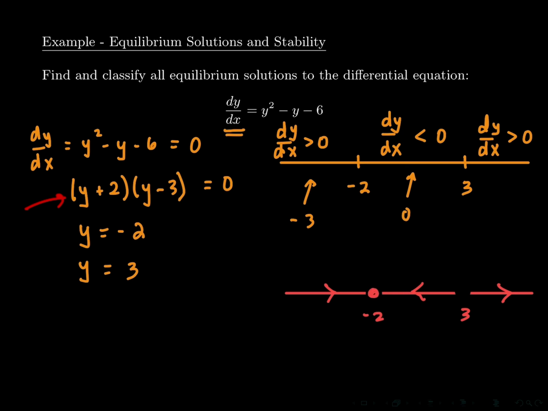So in this case, this at negative 2 is a stable solution because those arrows are pointing inward towards negative 2. And at 3, they move away from it. So I'm going to put an open dot at 3. So there you have it. At negative 2, you have a stable equilibrium solution, and at 3, you have an unstable equilibrium solution.